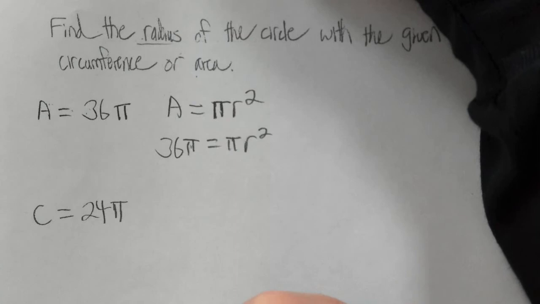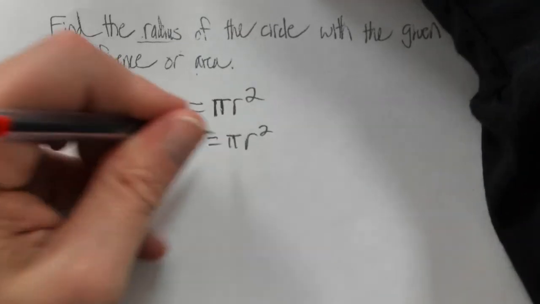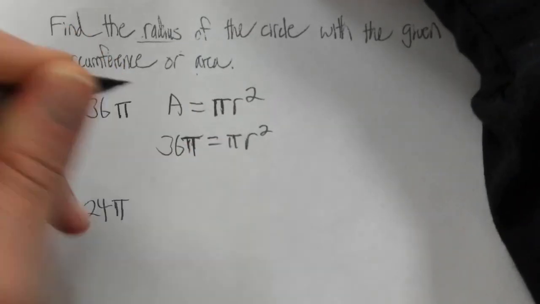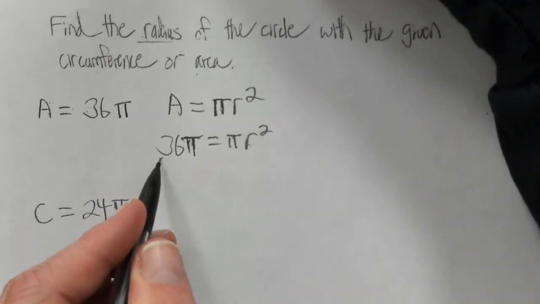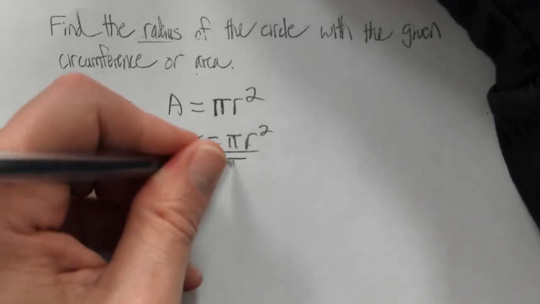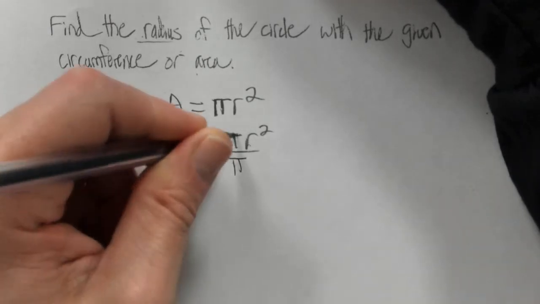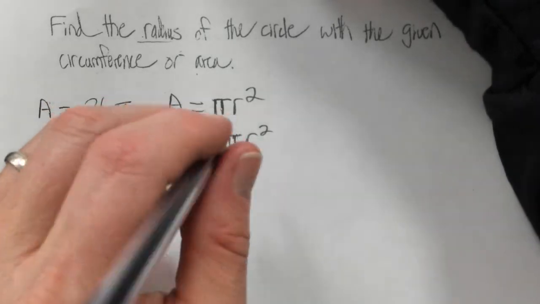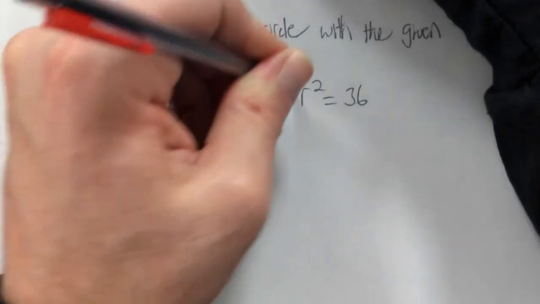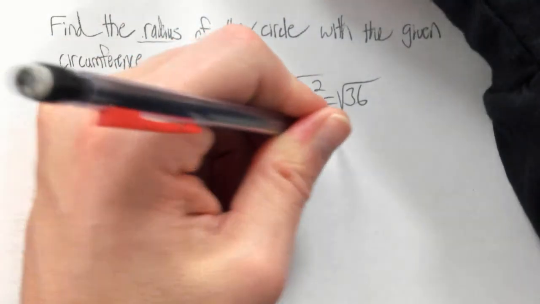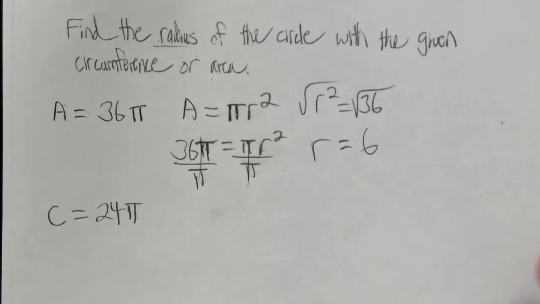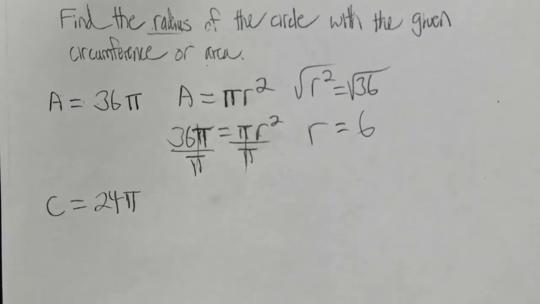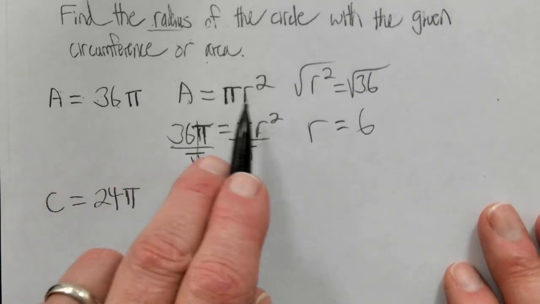Okay, so in order to finish this, I now have an equation that I can solve for r because I've plugged in the area. They've given me the area. I'm trying to find the radius. So if I wanted to solve this for r, the first thing I need to do is divide both sides by pi. That will make the pi's cancel out. And then now I know that r squared is equal to 36. Now I'm ready to take the square root of both sides. And so r is going to be equal to 6. And then that's your answer. Okay? So again, take the formula, plug in the part that they give you, solve for the r.